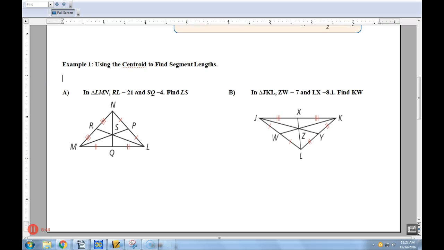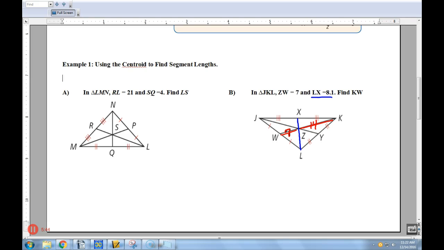And moving over there to that problem, it says ZW is 7. So where's ZW? ZW is this piece right here. If that piece is 7 and L to X is 8.1, so L to X is a totally different median. So LX is the blue median, and we're going to make ZW the red median. For the red median, I have a short piece, the 7, which means the long piece would be 14.